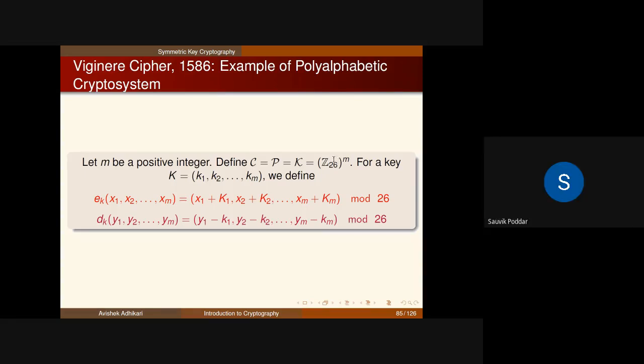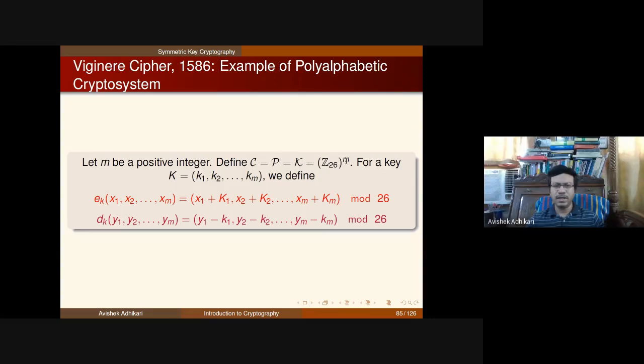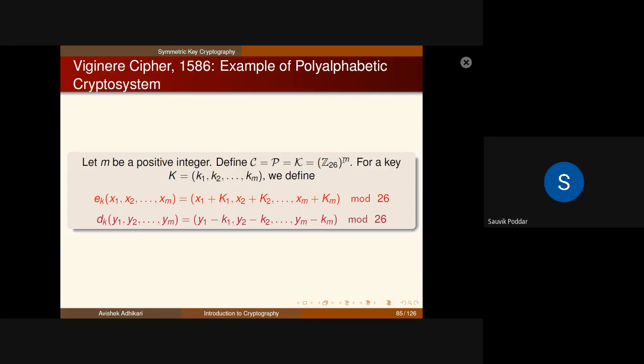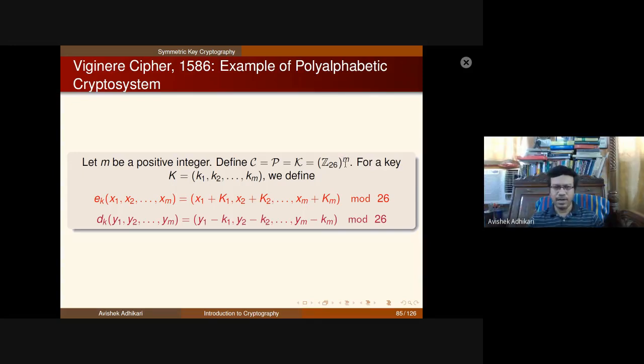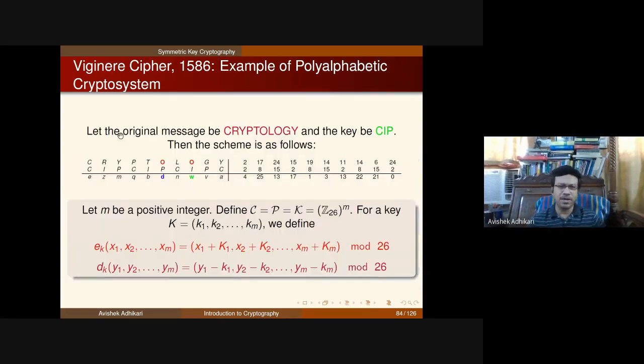But as m is varying, how can the exhaustive search do all the things? No, here m is not varying. You are talking about this m, right? Yes. That is fixed for any particular scheme. So when you are going to do Vigenere cipher, first you have to fix it. For example, here I have already fixed it at 3. Here m is 3.